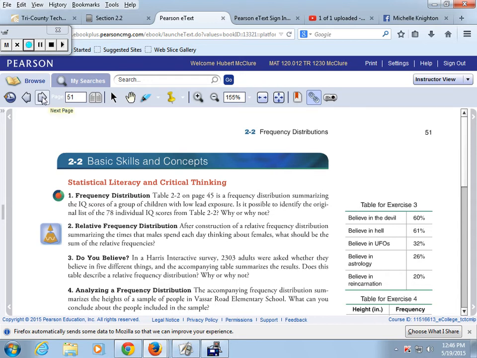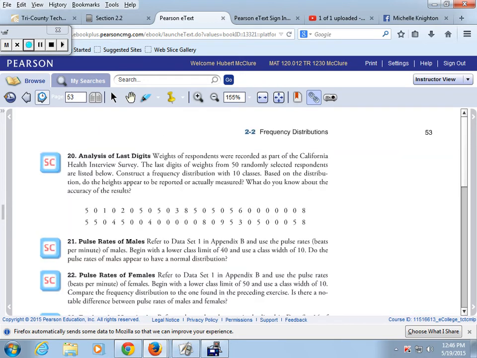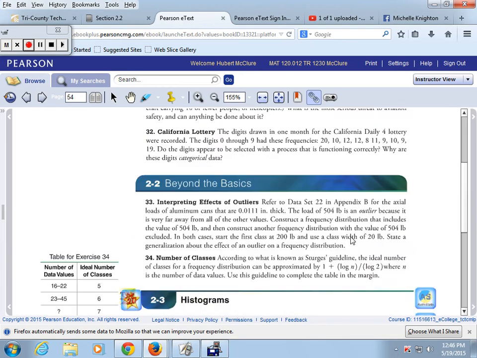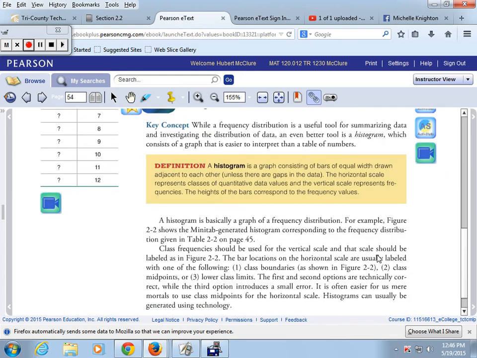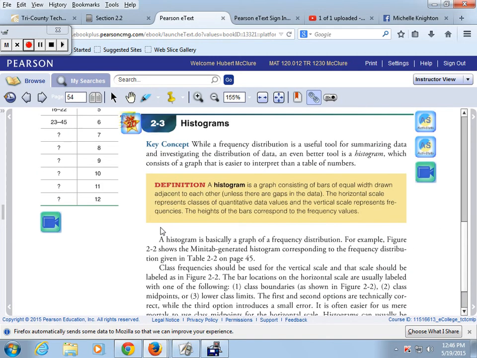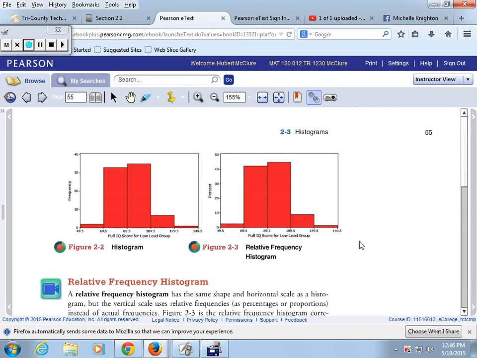Okay, that's 2.2. Histogram. I told you what a histogram is. A histogram is basically a bar chart where the bars are touching each other. There's your examples of bar charts. The only thing I'm going to ask you to do on these is make sure you know how to count on a histogram or a bar chart.